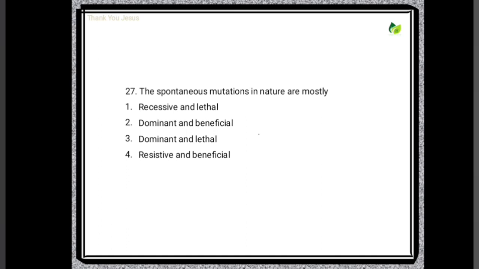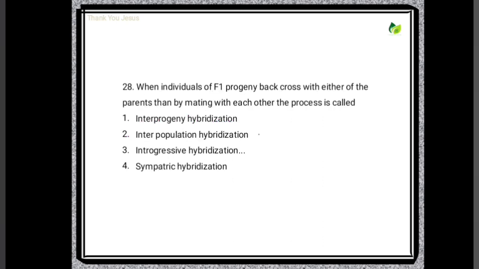The spontaneous mutations in nature are mostly, options are recessive and lethal, dominant and beneficial, dominant and lethal, recessive and beneficial. The correct answer is dominant and beneficial. Let's see the next question.